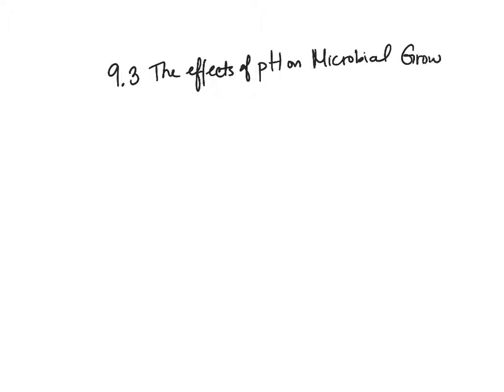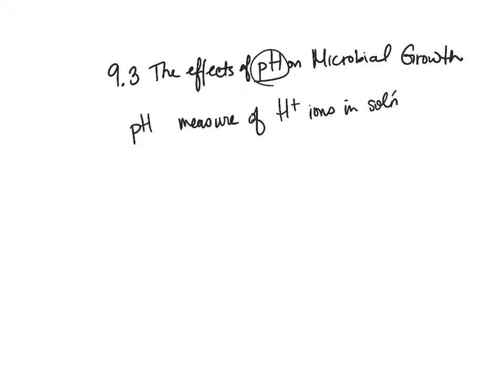So in 9.3, we are going to be talking about the effects of pH on microbial growth. So remember that pH is the measure of hydrogen ions in a solution.